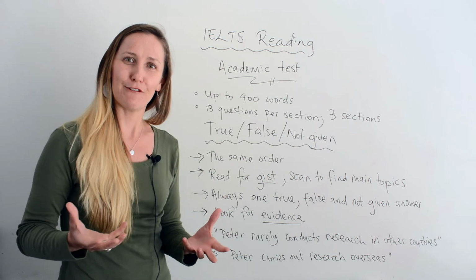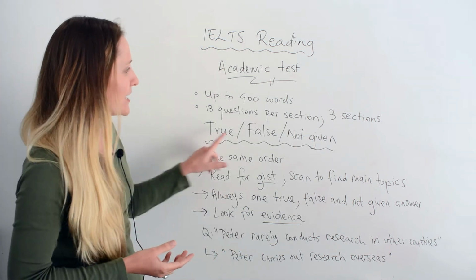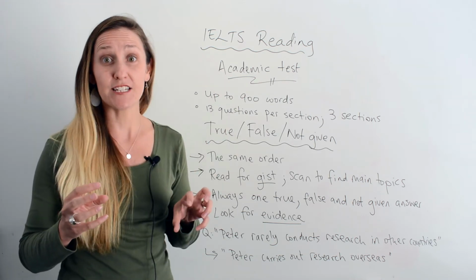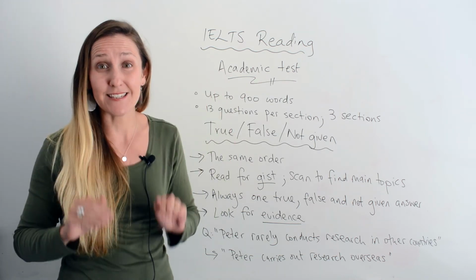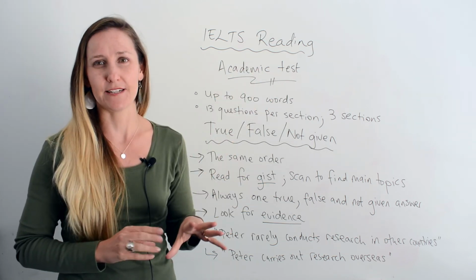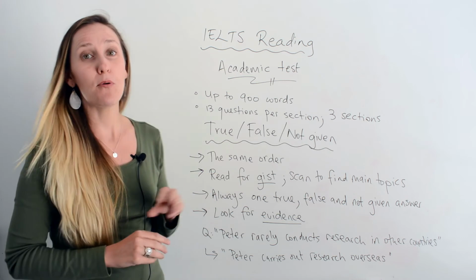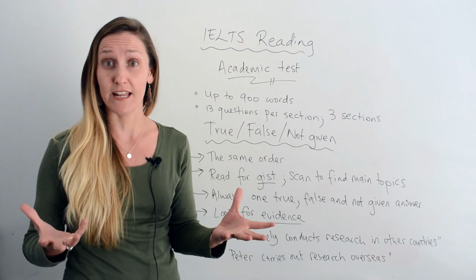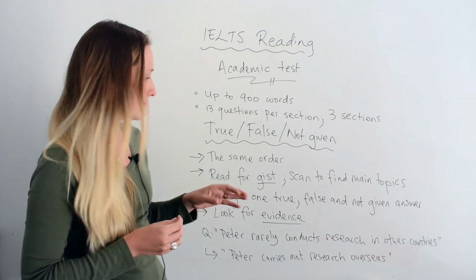Let's quickly review what we've talked about so far. In true, false, not given questions, the questions and the information in the text will always be in the same order, so you won't find the answers randomly scattered throughout the text. It's always important to read and scan for gist and general meaning so you know all of the content in the text. You're not going to miss anything.